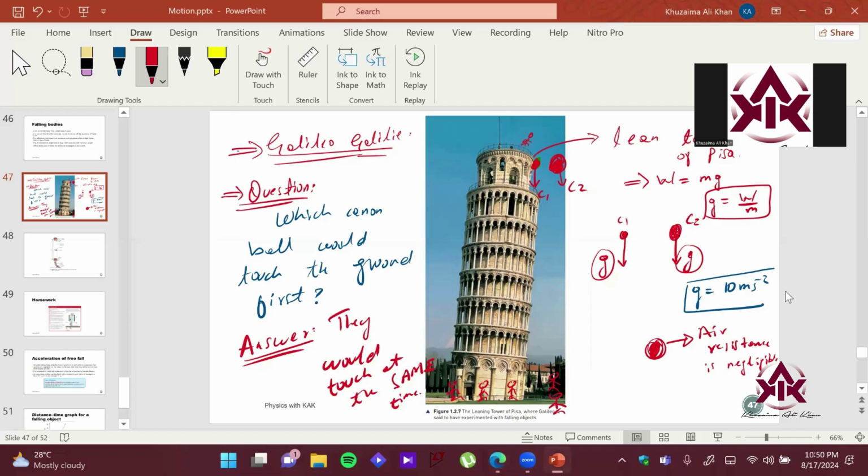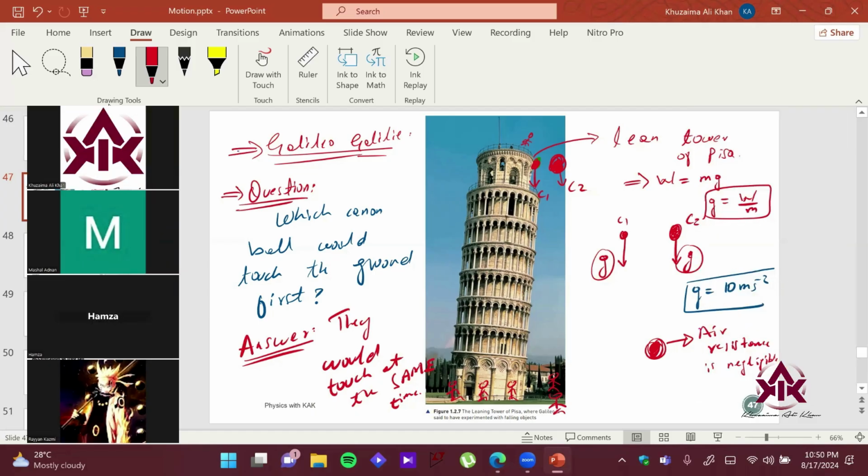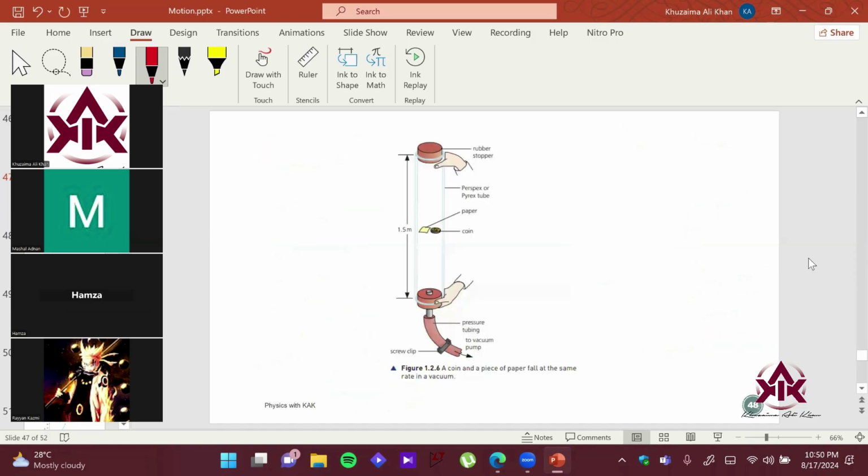So this is the famous experiment which he showed to the entire audience physically using cannonballs. Now it has been proven experimentally in a chamber of vacuum. So if you compare a feather with a ball, the feather would slow down just because of air resistance, right? If you remove the air and produce a vacuum, a coin and a piece of paper would come down at the same time. So that's the beauty of physics, right?